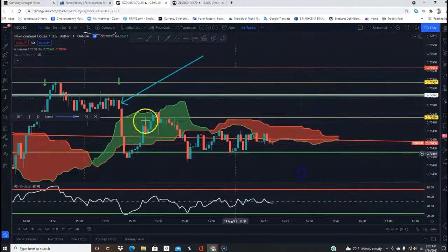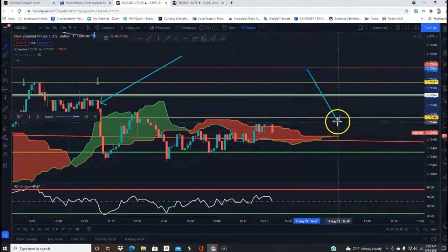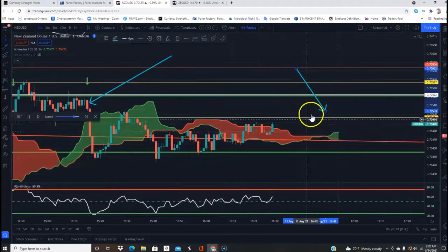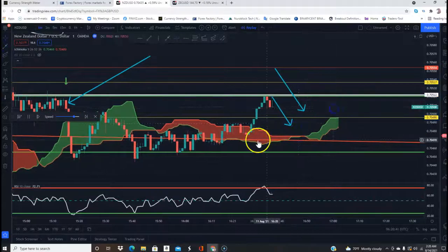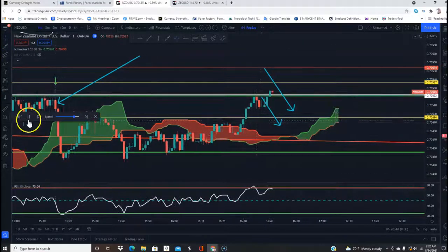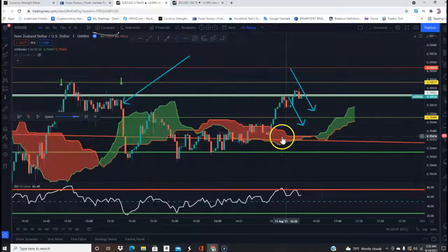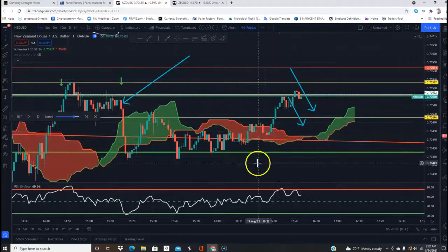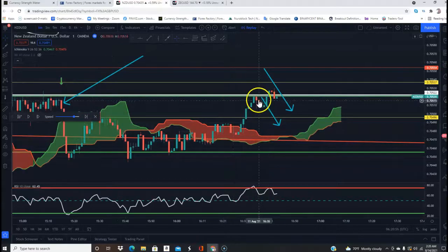Just waiting for price to come up in this area and get rejected. Or will price come back up to here and get rejected from here? Whoa! Look at that, guys. Price was out of this zone, away from the 382. As soon as price comes back up to the 382, look at this. We get rejected, guys. We get rejected.